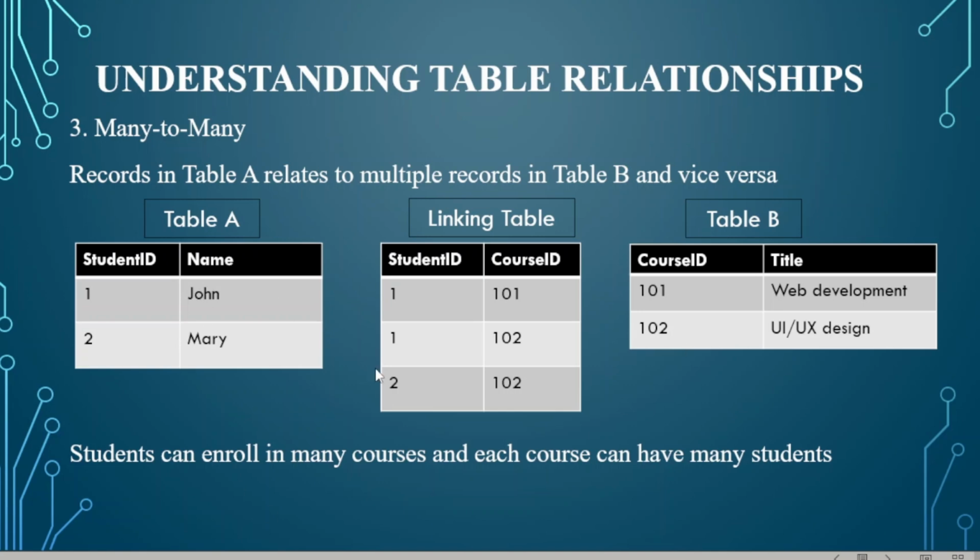If not for this linking table, it would be somewhat difficult to join table A and table B together, where you have student ID, name, course ID, and title. There's basically nothing that is common between the two tables. But now that we have this linking table, we can say, oh, student ID is here, student ID is here, and course ID is here, it is here too. So it should be easier to join them together.